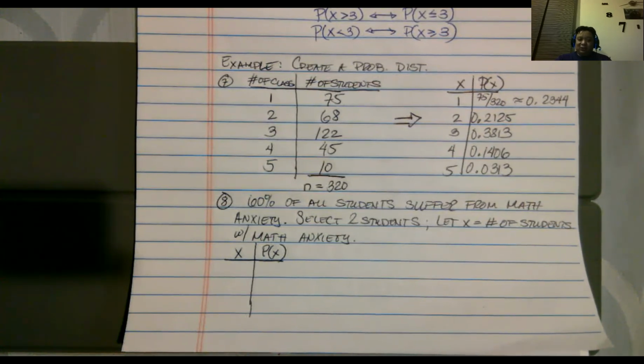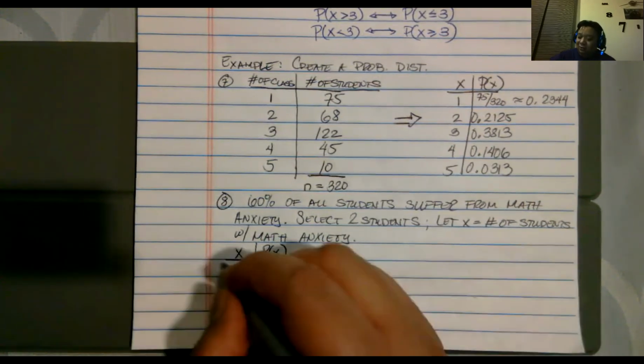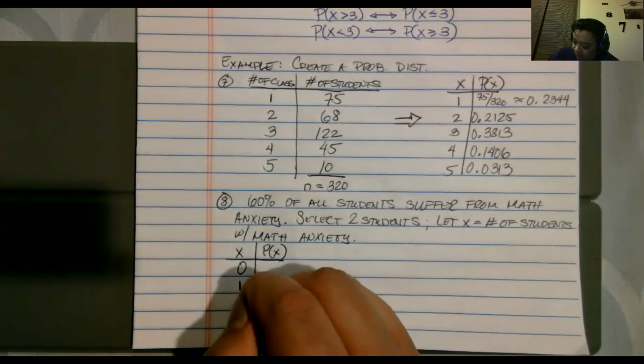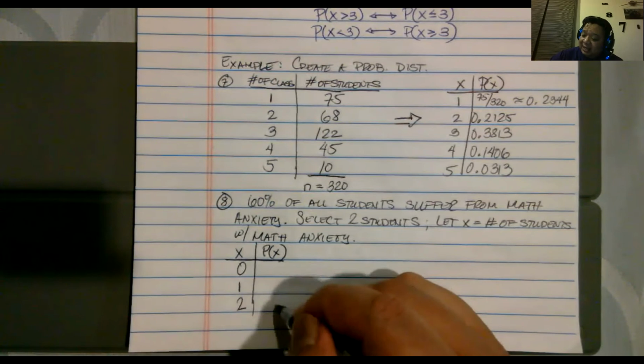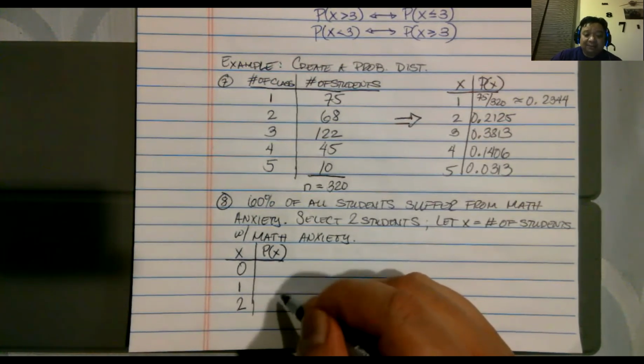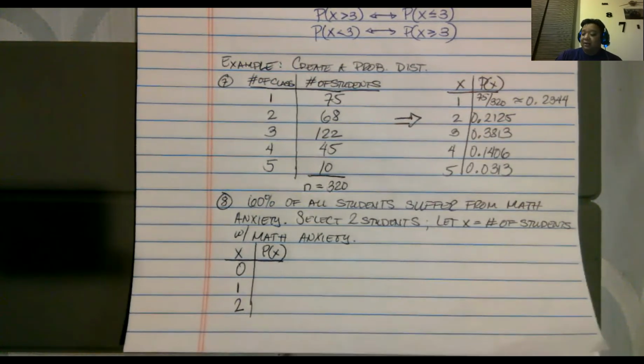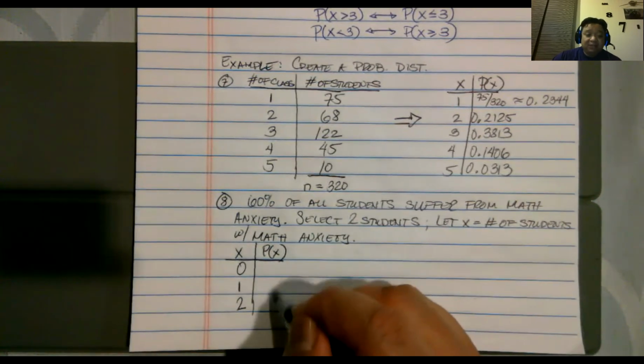It's not just 1 and 2. It's 0, 1, and 2. Right? Because it is possible that neither one of them has math anxiety. Okay. So now the question is, how do you get the zero probability, or the probabilities for each one?